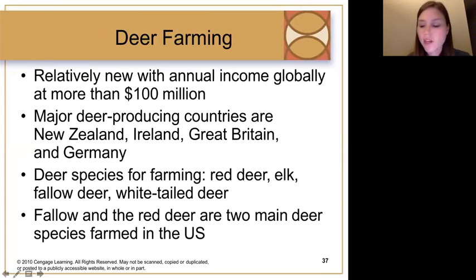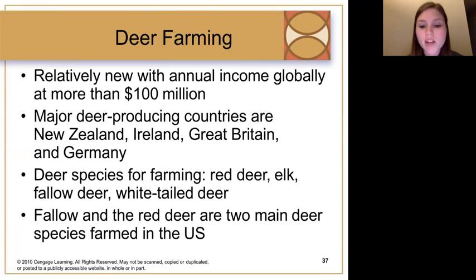And then just really quickly about deer. Deer farming is relatively new, with an annual income globally of more than $100 million. The major deer producing countries are New Zealand, Ireland, Great Britain, and Germany. The deer species that are used for farming are the red deer, elk, fallow deer, and the white-tailed deer.